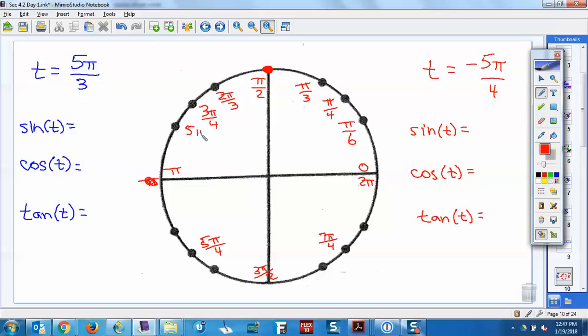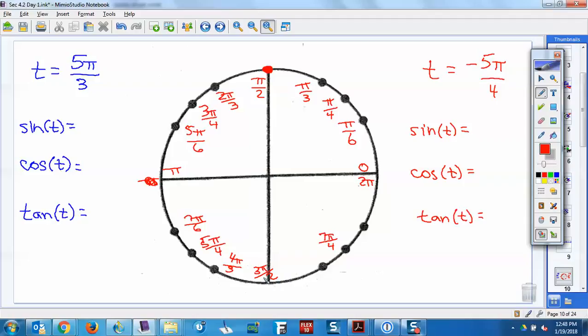What's next? 5 pi over 6. That's this one. What's next? 6 pi over 6. That's pi. What's next? 7 pi over 6. That's that one. What's next? 8 pi over 6, which would be 4 pi over 3. That's that one, right? Because these are each 30 degrees that we're going by, pi over 6.